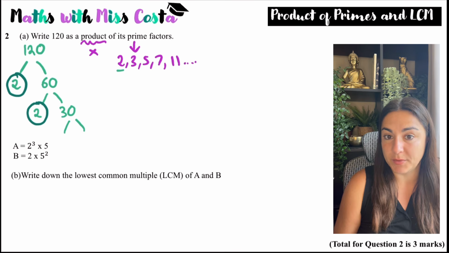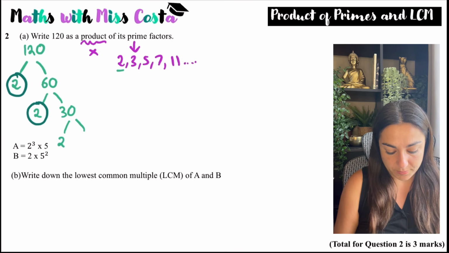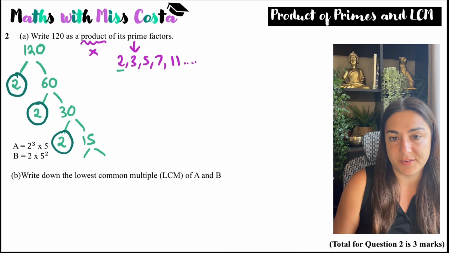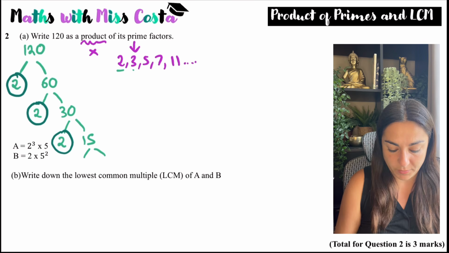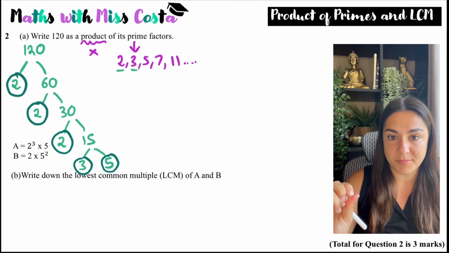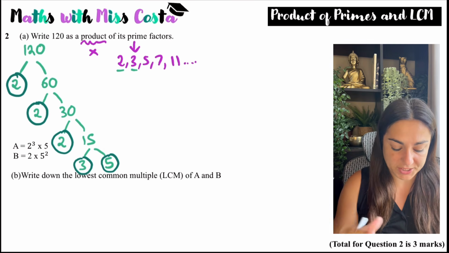Then 2 numbers that multiply to make 30. Again, I'm going to do 2 times 15. And now with 15, 2 is not a factor of 15, so I'm going to try the next prime number, which is 3. And 3 times 5 gives me 15. So I'm going to circle those. You only circle the prime numbers because the tree then gets extinguished.